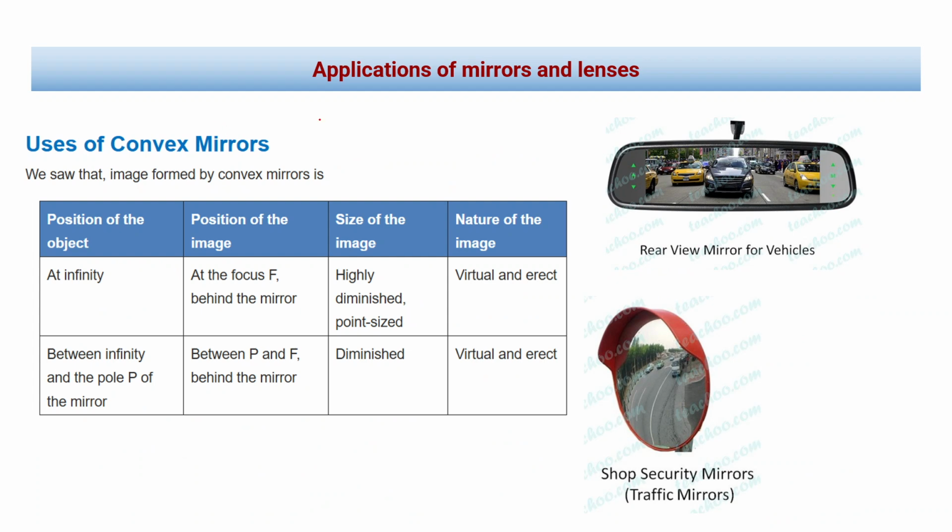Now talking about convex mirrors, they always give erect and virtual images. That's why we don't use concave mirrors for side mirrors, because depending on the distance, as we said, concave mirrors may give an inverted image, which will be a problem. So we use convex mirrors, which may not give the correct size, but always give an erect image. That's why we use them for rear view mirrors, side view mirrors, or traffic mirrors.